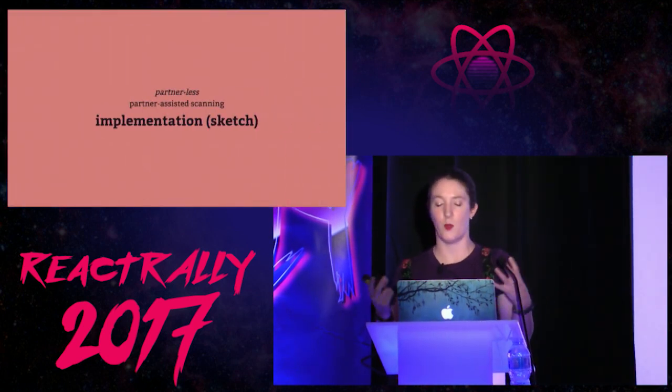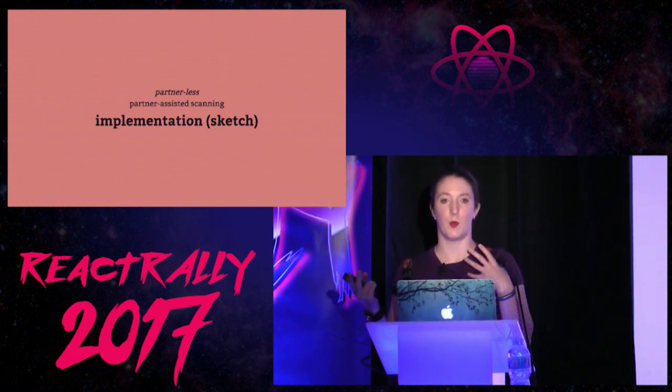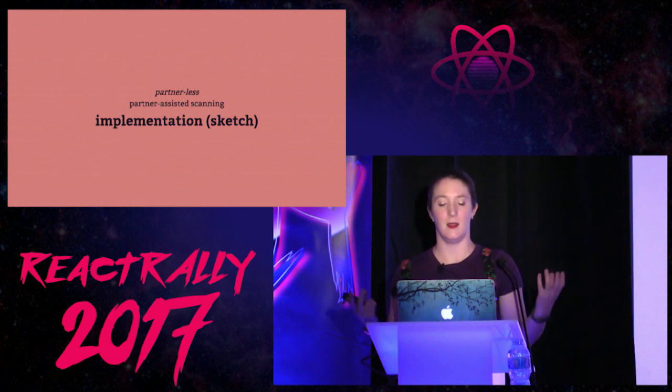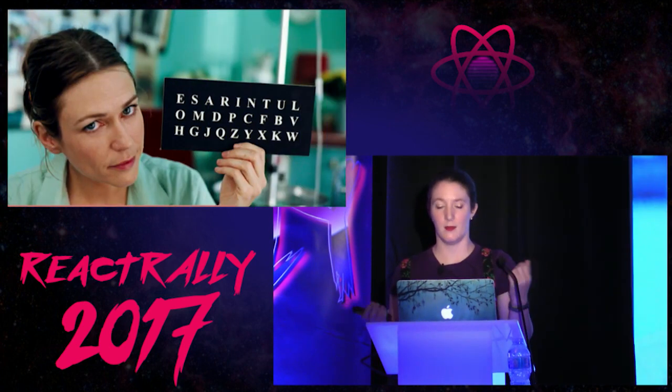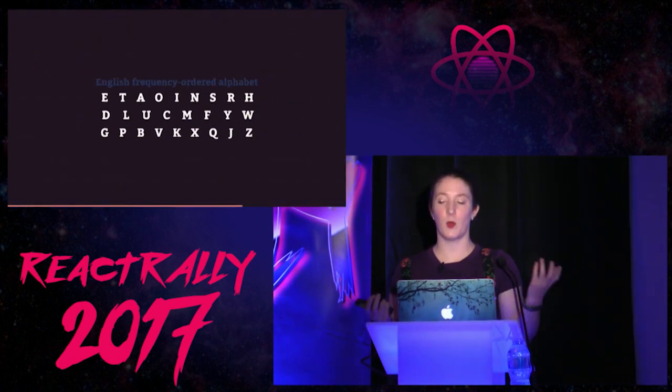Now let's sketch out what the app is going to look like. I've said that this is partnerless partner-assisted scanning, and that we're replacing the partner with a web app. So the best place to start, and to see what we need, is to look at the partner's role in partner-assisted scanning. The partner basically does three things. The first is that they display the frequency-ordered alphabet for reference. And this is what the equivalent English one would look like.